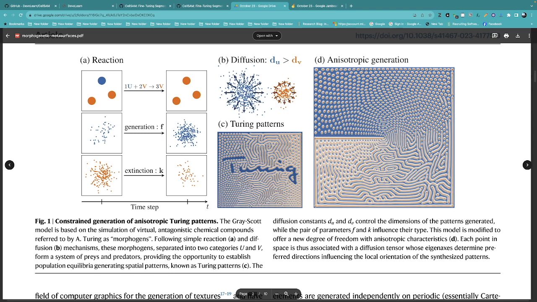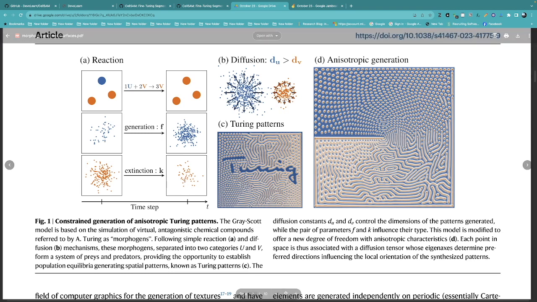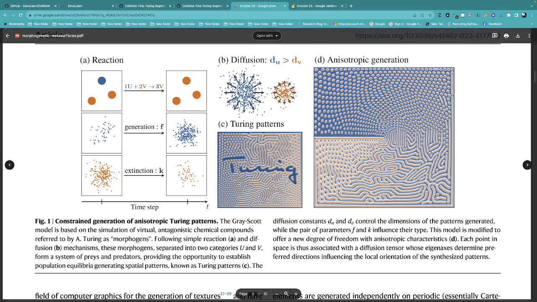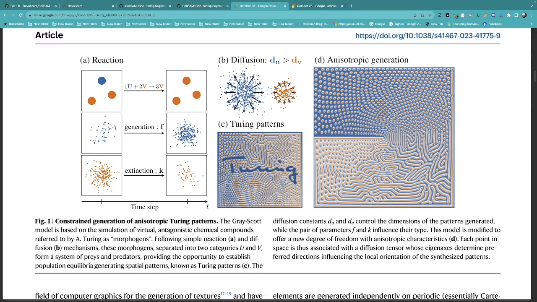You have this generation of particles. You have an extinction rate, which is K. So this is much like in the Volterra model, the predator-prey model. K is usually deaths. This is extinction. So we also have generation, F. So in the predator-prey model, this is births. And so we have this birth process and this death process that are competing.